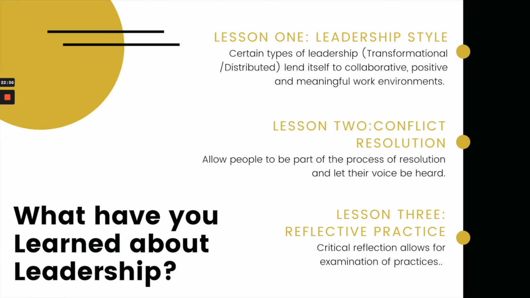There are 3 things that we have learned about leadership that will make a difference in our work. Lesson 1, leadership style. Certain types of leadership, such as transformational and distributed, lend themselves to collaborative, positive, and meaningful work environments. Although this may take more time and effort to lead effectively, knowing your people and understanding how your actions and decisions affect them will make you a successful leader. Looking at decisions that we make and how they will affect the people that we work with is something that will be at the forefront of our decision making.